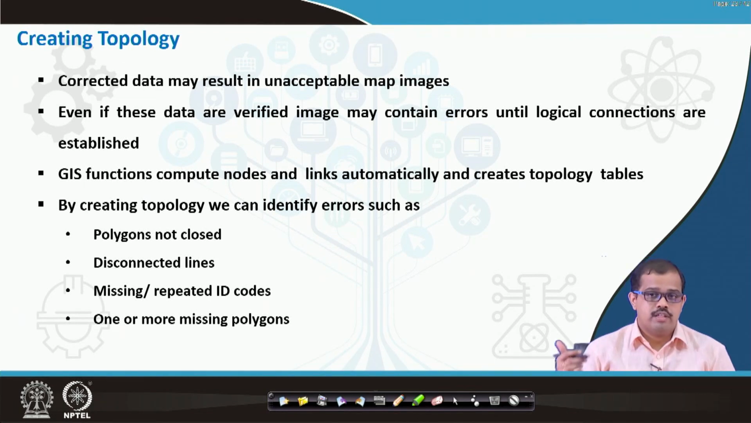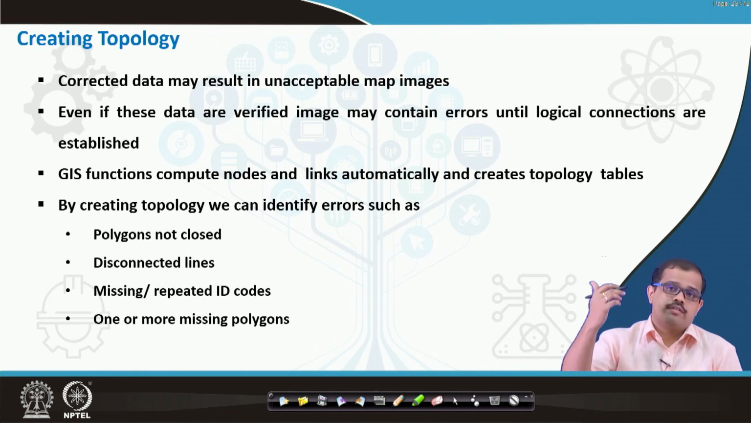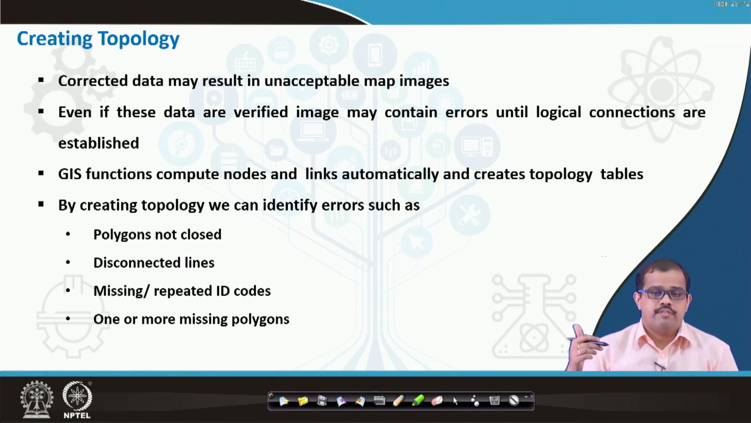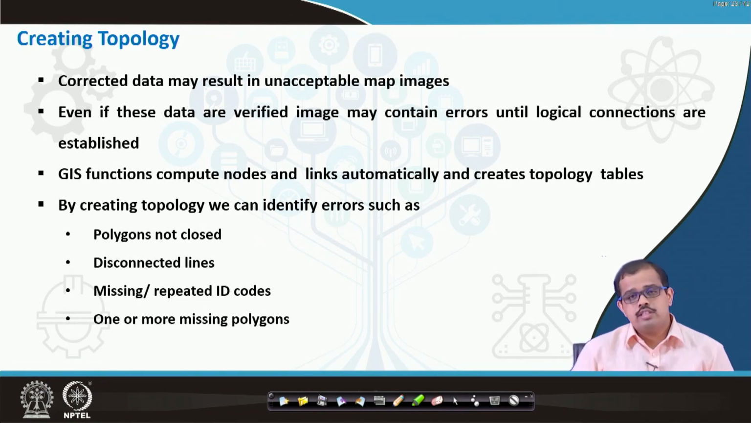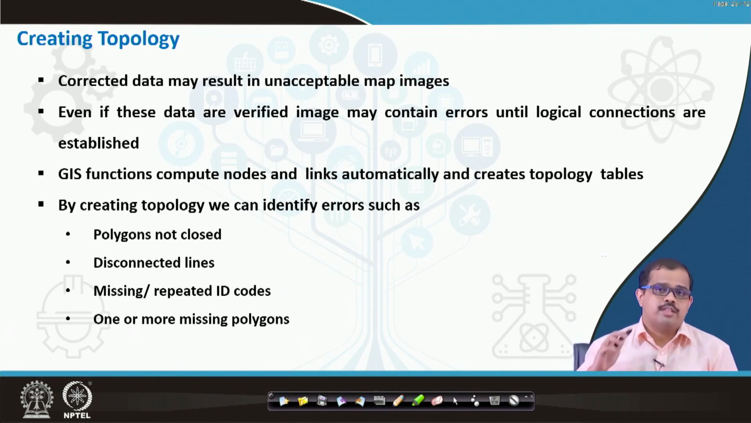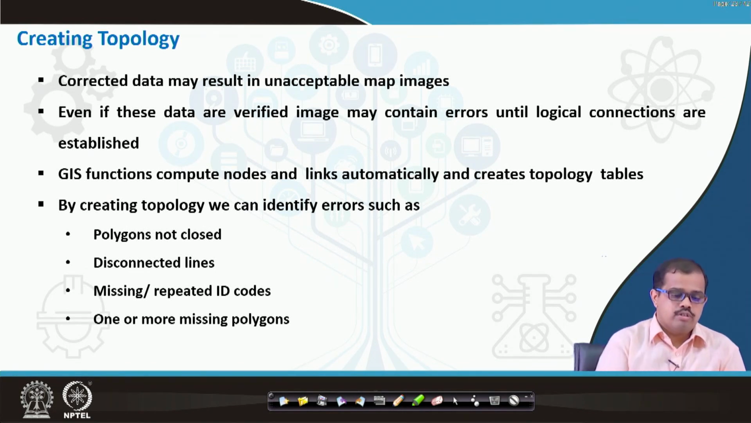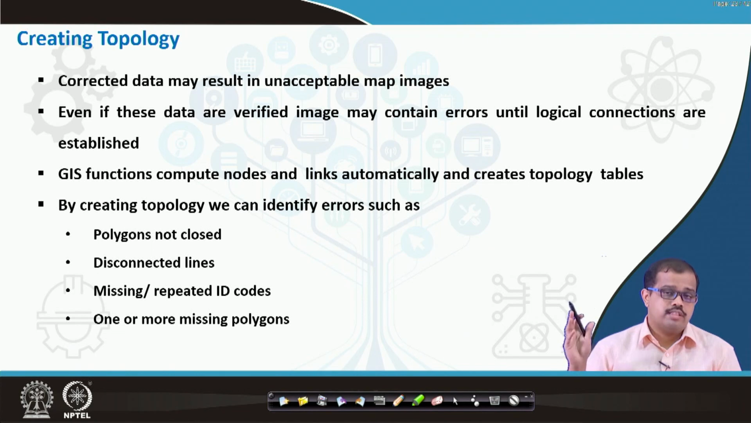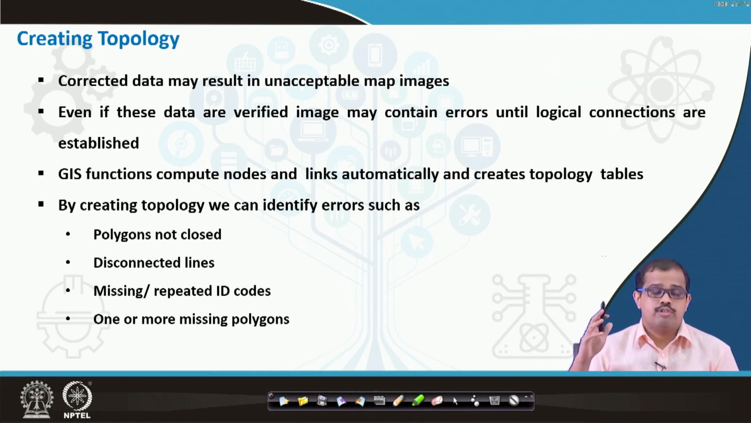So probably when you start working on the data, the first thing that you will do is look at the topology, define the topology table. If the topology table is built and if it is correct, then only the GIS system will be able to accept your data in the form that is submitted. So by creating topology, what else can you look at? The basic help that you will get is that you can easily look at which are the polygons that are not closed. If there are disconnected lines, connect and correct them.